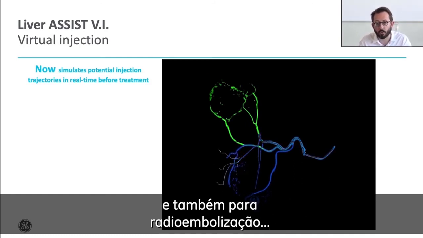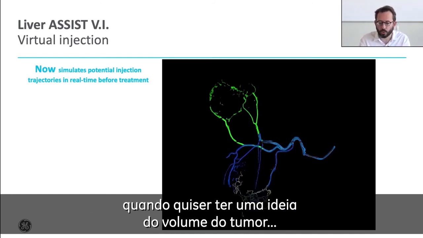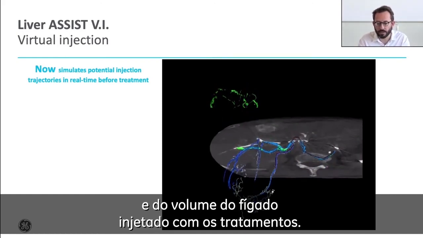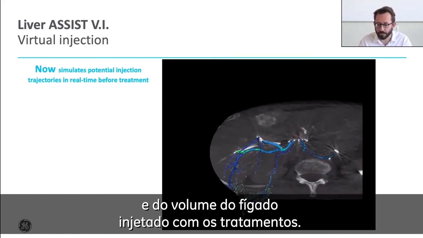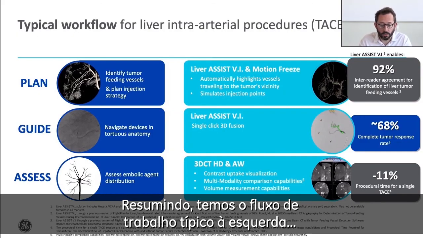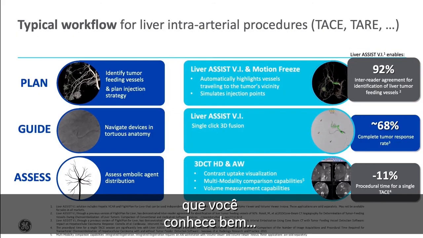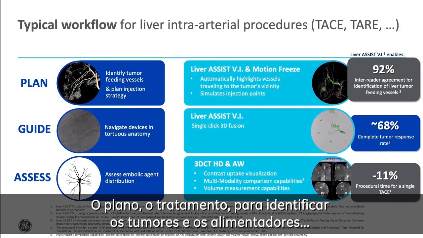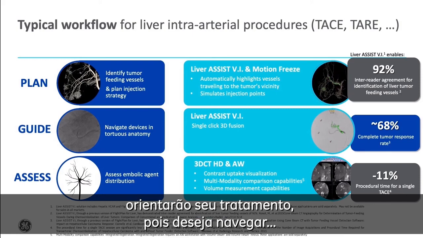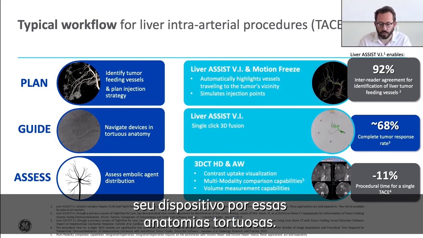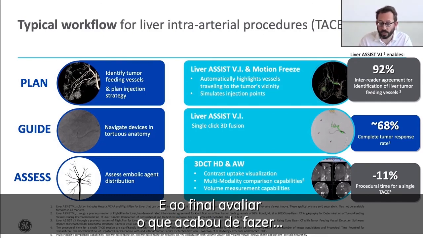It's also nice when you do radioembolization, when you want to have an idea of the volume of tumor and volume of liver that is injected with your treatment. So to summarize, you have the typical workflow on the left-hand side that you are very familiar with for chemo or radioembolization. You plan the treatment, you identify the tumors and the feeders. You guide your treatment because you want to navigate your device through that tortuous anatomy. And then at the end, you assess what you just did to make sure that you did it correctly.